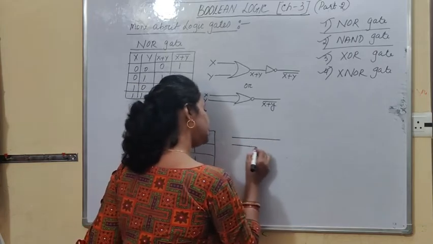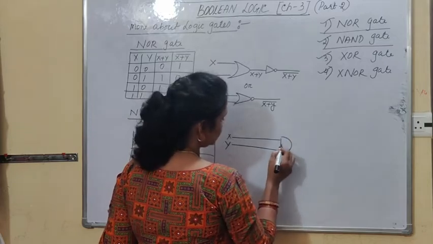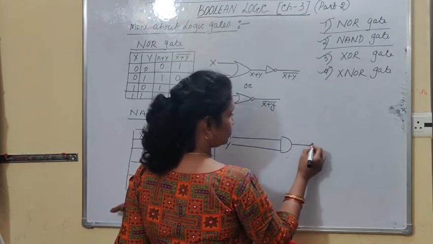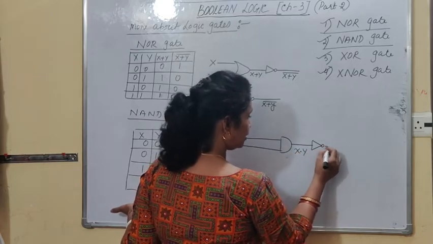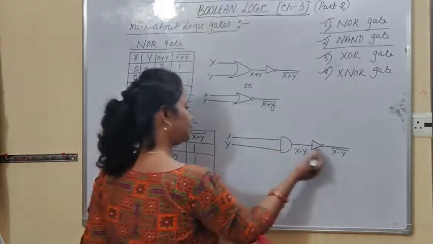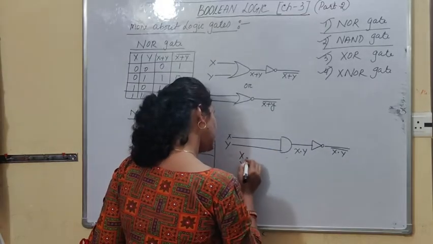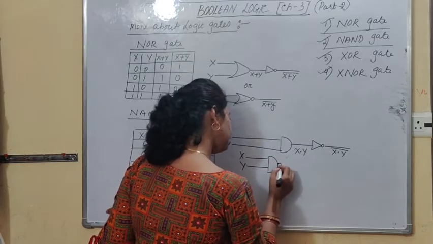If you have two input signals, that is x and y, first you pass these signals to an AND gate. After that, you pass this x dot y signal to a NOT gate. Then finally, you will get the output of NAND gate, right? Similarly, you can combine this in this way. X and y, two signals you have. Pass these two signals into a NAND gate.